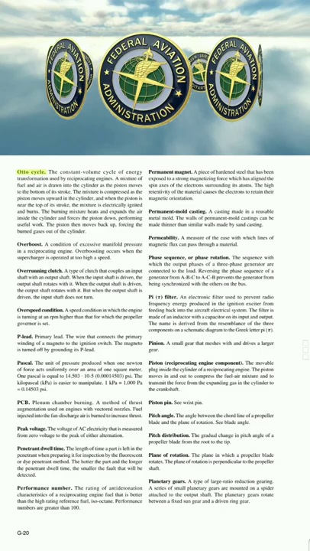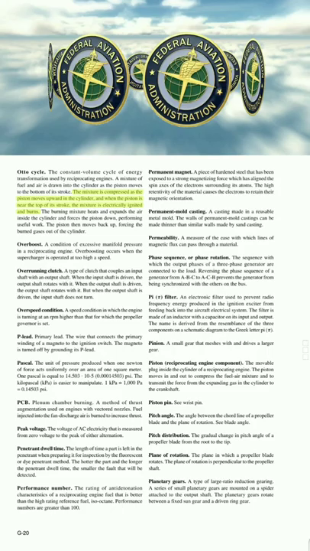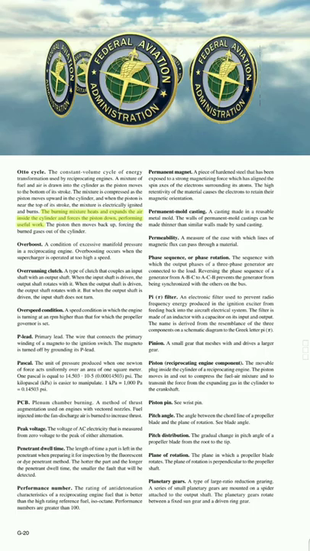Otto cycle. The constant volume cycle of energy transformation used by reciprocating engines. A mixture of fuel and air is drawn into the cylinder as the piston moves to the bottom of its stroke. The mixture is compressed as the piston moves upward in the cylinder, and when the piston is near the top of its stroke, the mixture is electrically ignited and burns. The burning mixture heats and expands the air inside the cylinder and forces the piston down, performing useful work. The piston then moves back up, forcing the burned gases out of the cylinder.